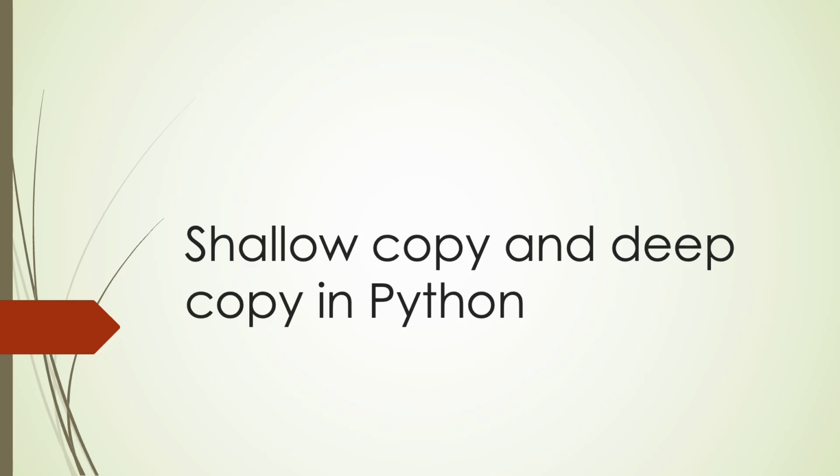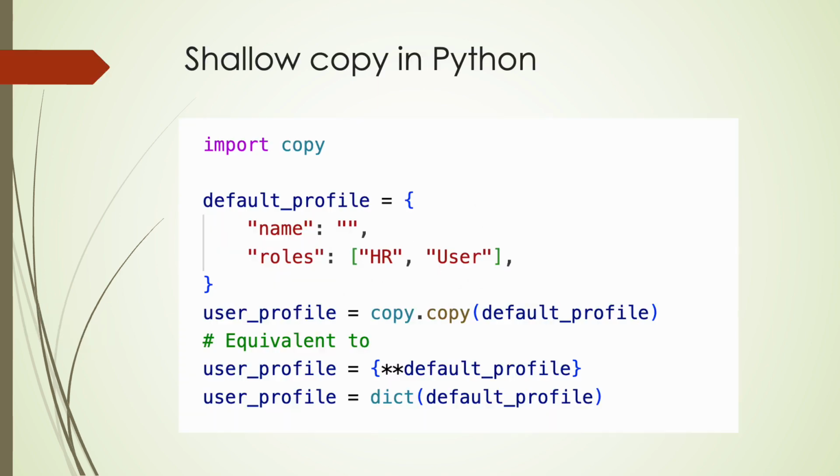In this video, we will introduce shallow copy and deep copy in Python. We will introduce how to perform shallow and deep copy and when to use them. A shallow copy creates a new object, but it does not create copies of nested objects inside the original object. Instead, it just references the same nested objects in memory.